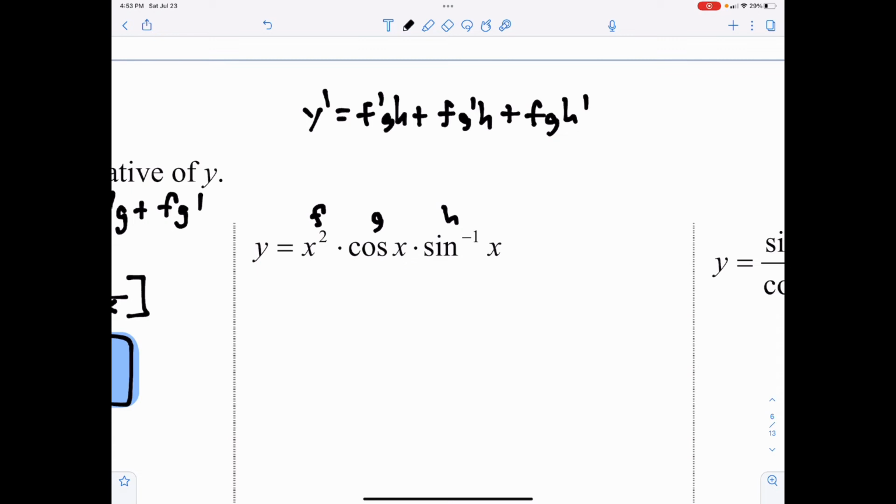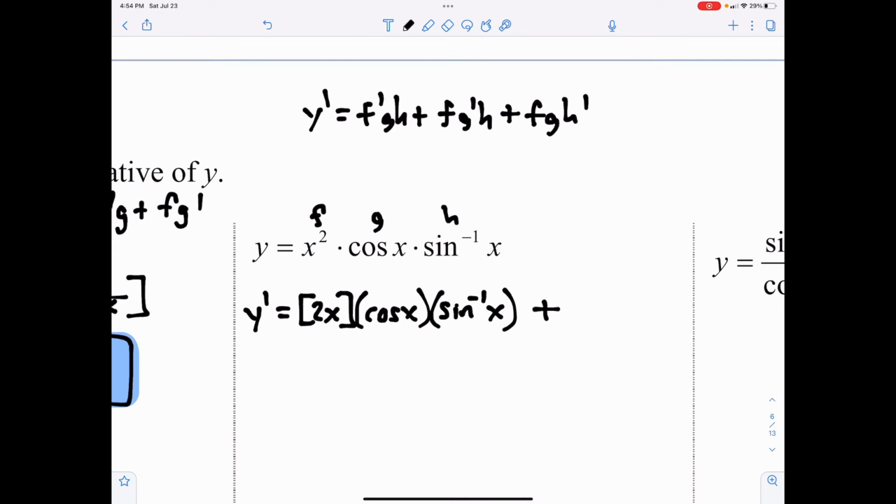Okay, let's do this one step at a time. Y prime, going to take the derivative of f, so that would be 2x, put that in brackets, times cosine x times the arc sine of x. Okay, plus the next part.